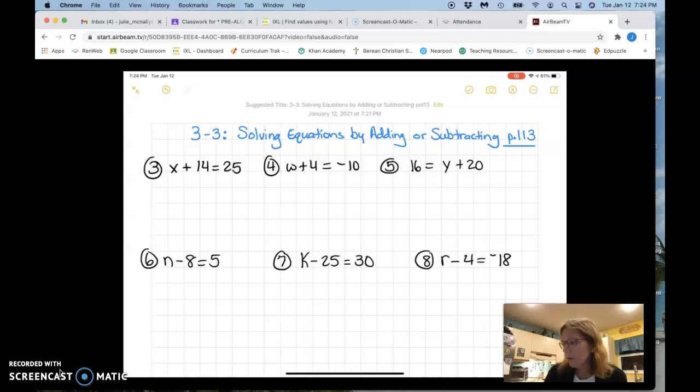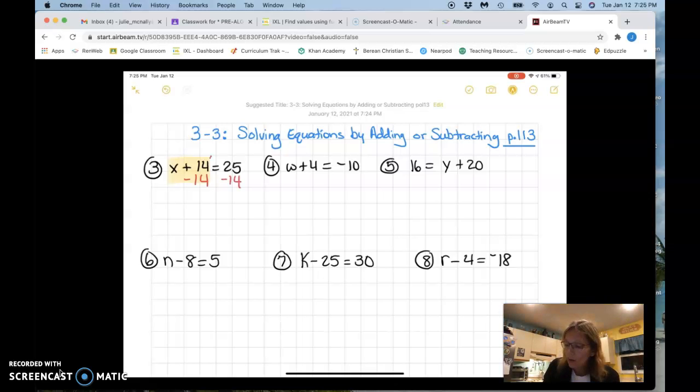So this should be a review of what we did last year, and I think we did a little bit earlier this year too, of solving equations. So we need to look at the variable, and we need to look at whatever's happening to the variable. So there's my variable, and I see that 14 is being added to the variable. So I have to do the opposite. I'm going to subtract 14. But whatever I do to one side, I have to do to the other.